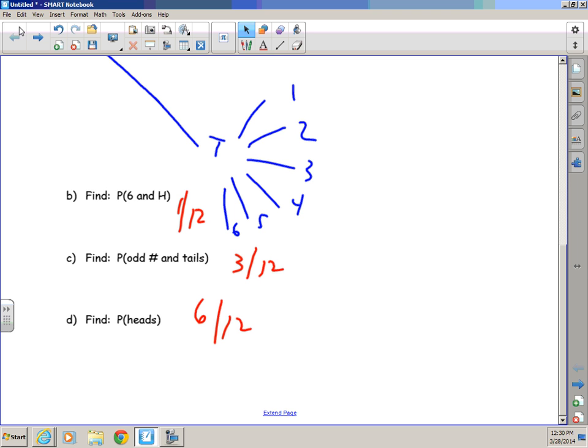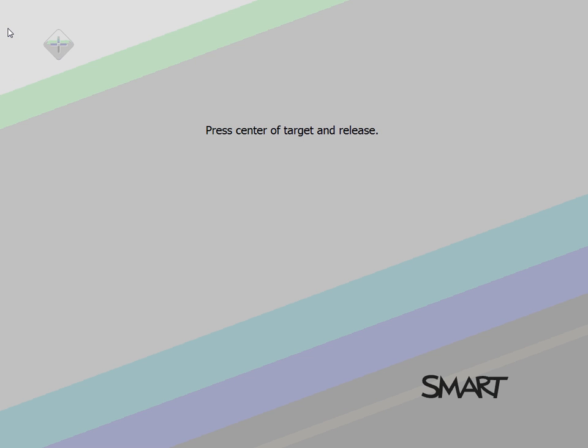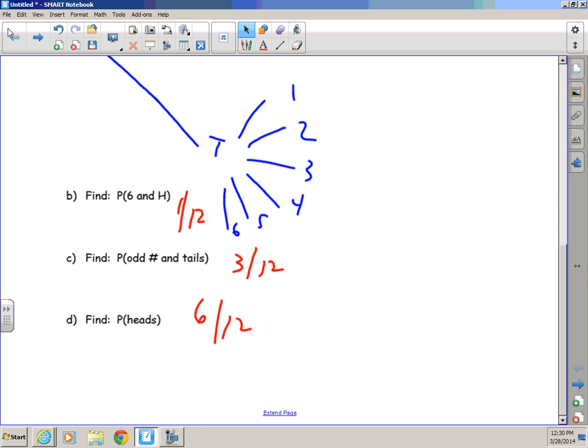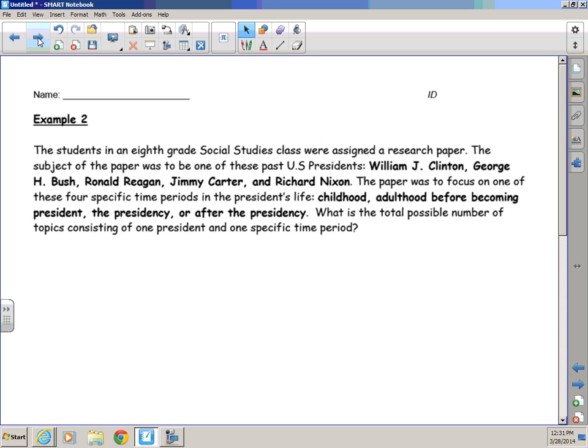Now, second example, boy, this orientation is very poor. I'll just talk about it. It's talking about presidents and what the paper was on in terms of specific time frame in their life. Okay, so we have 5 presidents that we're going to talk about, and then there are 4 aspects to their life. All right, so let's go to the next page.